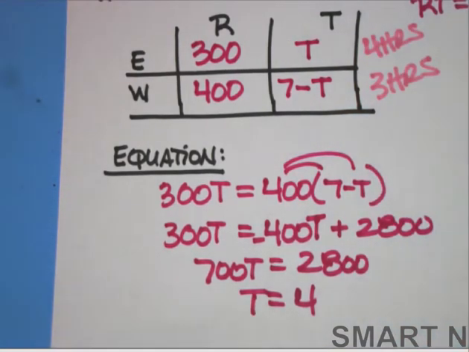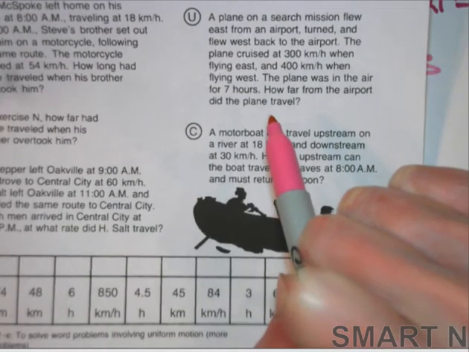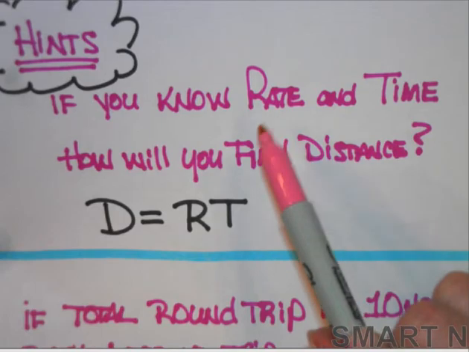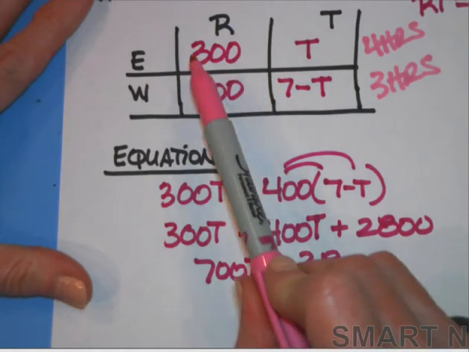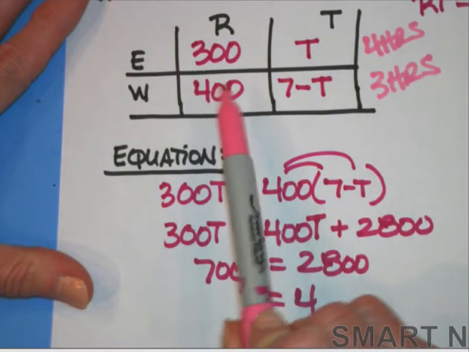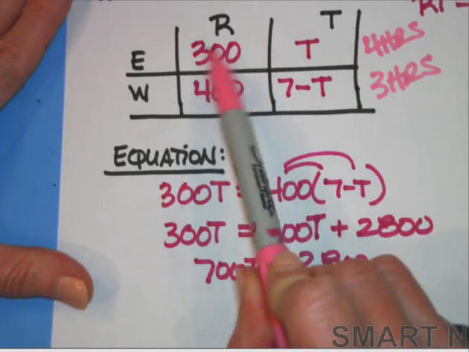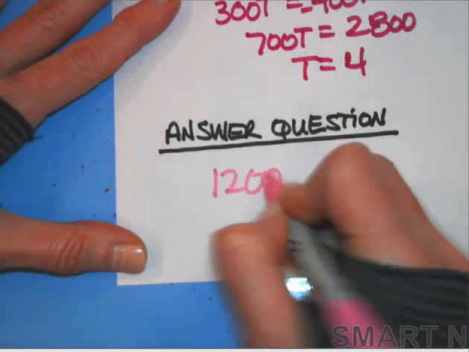But when I go back and read, the question asks me, how far from the airport did the plane travel? So this is where I need to use the first hint that I gave you. If you know both the rate and the time, the way you would find the distance is simply by multiplying those two things together. And since this is a round trip problem, when you multiply the first row together, you should get the same answer that you would get if you were to multiply the two numbers in the second row. So here, flying at a rate of 300 kilometers per hour for 4 hours will tell you that the plane traveled 1,200 kilometers from the airport.